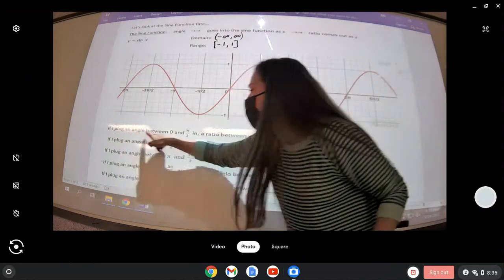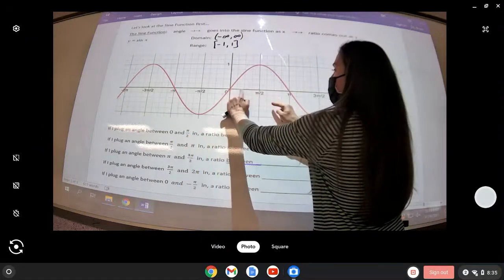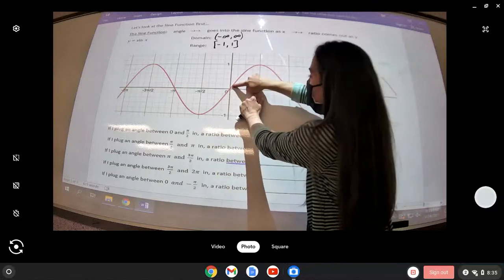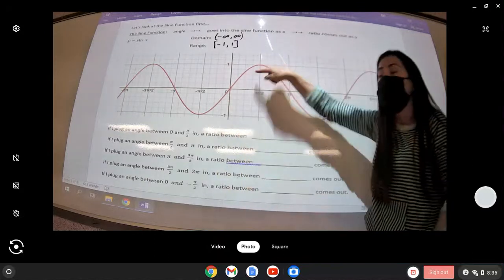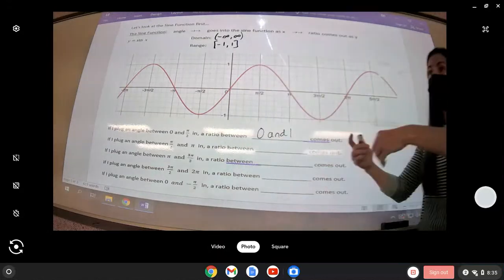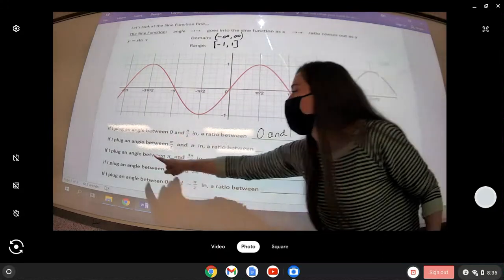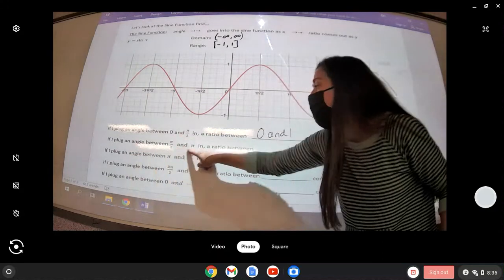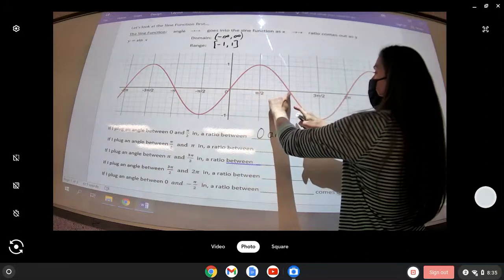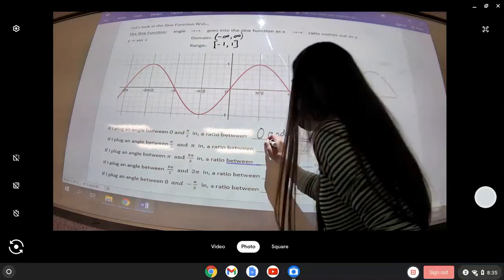So guys, if I plug an angle between 0 and pi over 2 into the sine function, a ratio between 0 and 1 comes out. That's how he's working right now. Then, those are your quadrant 1 angles, if I plug an angle between pi over 2 and pi in, a ratio between 1 and 0 comes out.